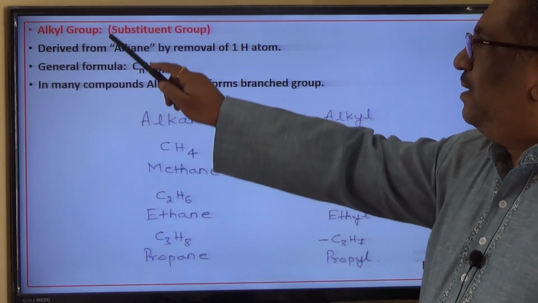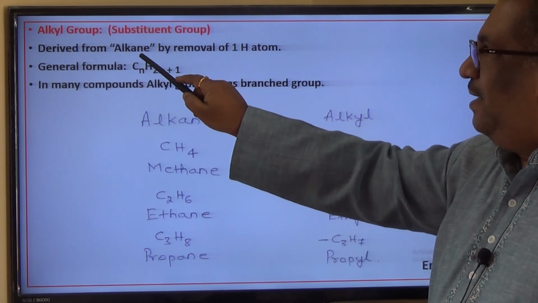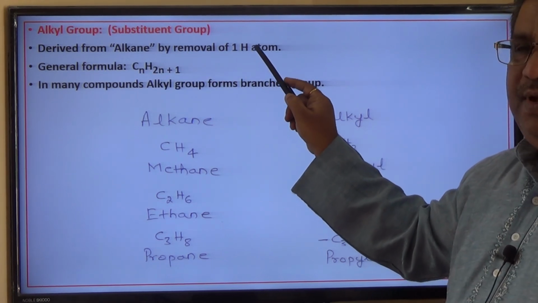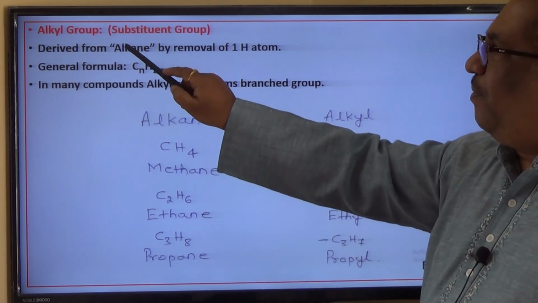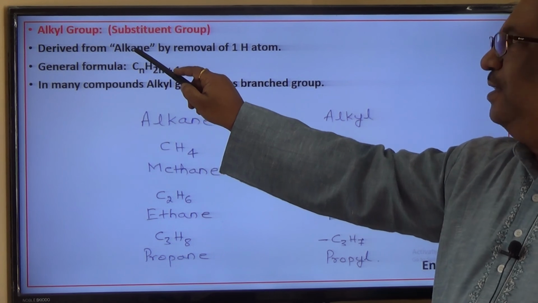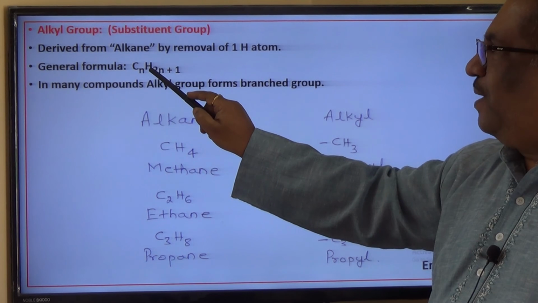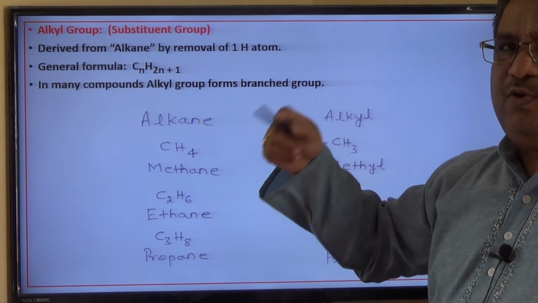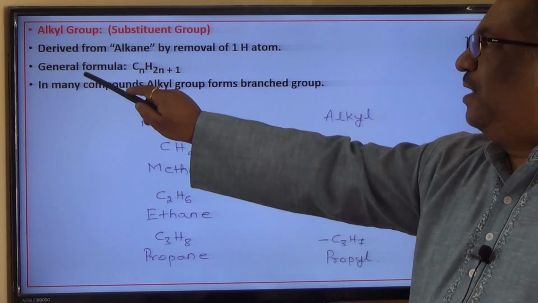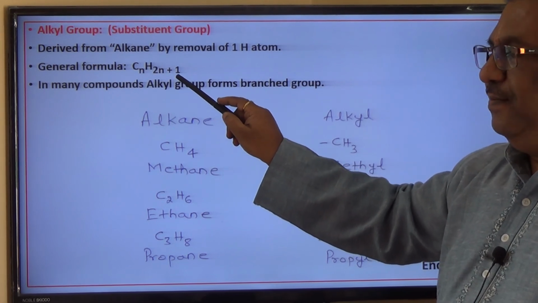Now, these alkyl groups are derived from alkanes by removal of one hydrogen atom. So what was the general formula for alkane? CnH2n+2 was the general formula for alkane. If one hydrogen atom is removed from CnH2n+2, the remaining is CnH2n+1, and therefore the general formula for alkyl groups is CnH2n+1.